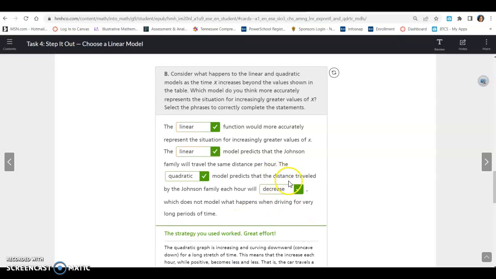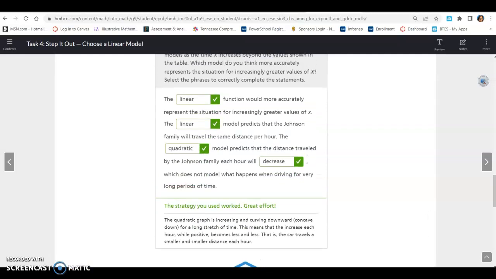You're not going to decrease how much you drive each hour. You want to stay kind of constant. If you get in a traffic jam or something like that, it may interrupt your average rate of speed, but for the most part, a linear function is going to represent this data well.